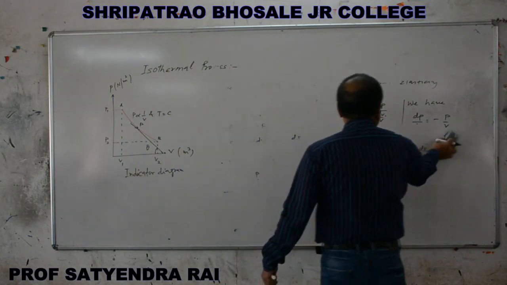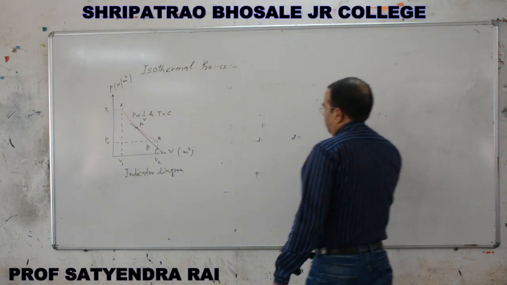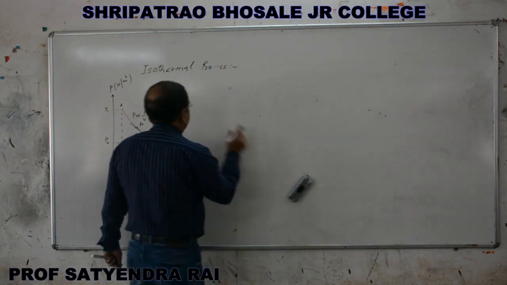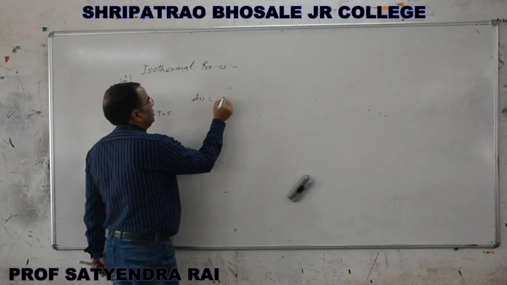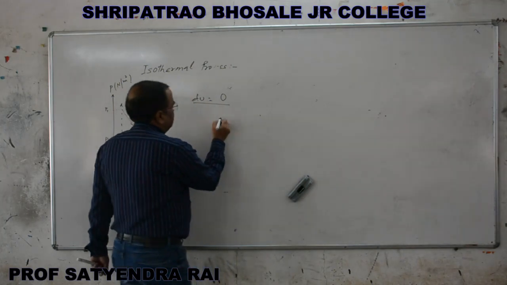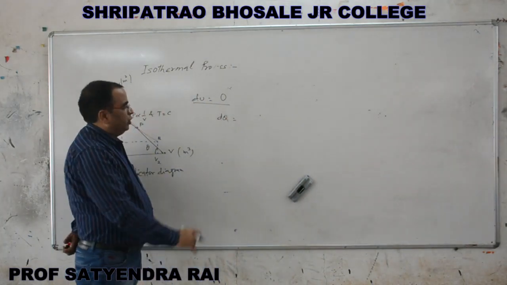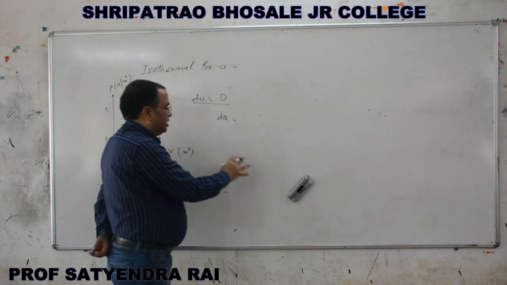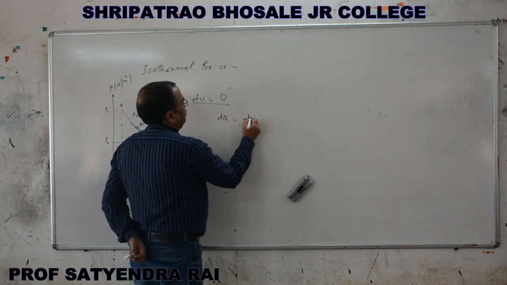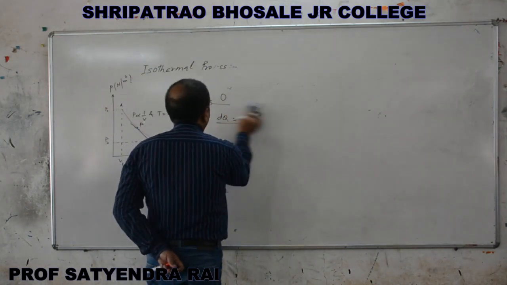Just for reminder purpose, here we can check. We can say that dU was 0 in this process. From the first law of thermodynamics, dQ, which is the amount of heat supplied to the gas, is equal to dW only, as dU is 0.